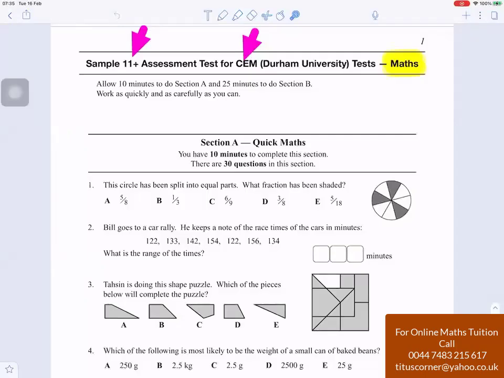Sample 11 plus assessment test for CEM Maths. Section 1, there are 4 questions. Questions 1, 2, 3, and 4.